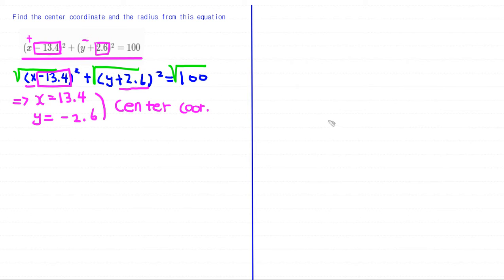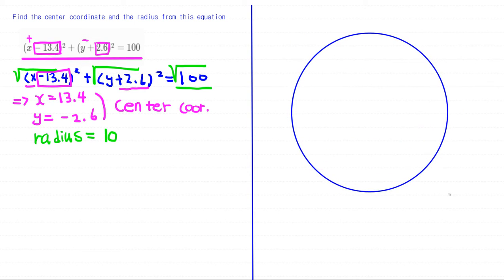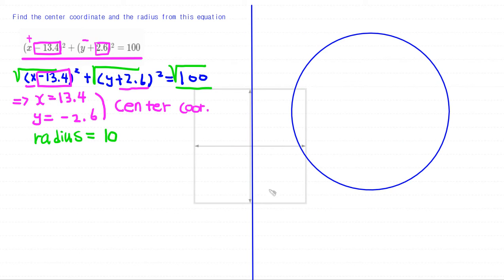And for the radius, it is equal to the square root of 100, which is equal to 10. We have learned that if I draw a circle right over here, if there's a circle like that, that means the center is right over here. The center is right over here, and this is our radius.